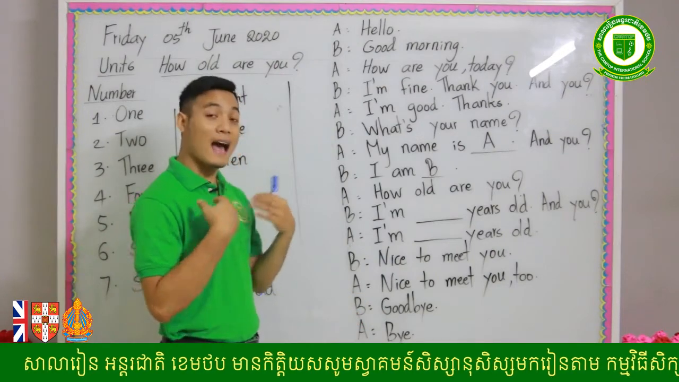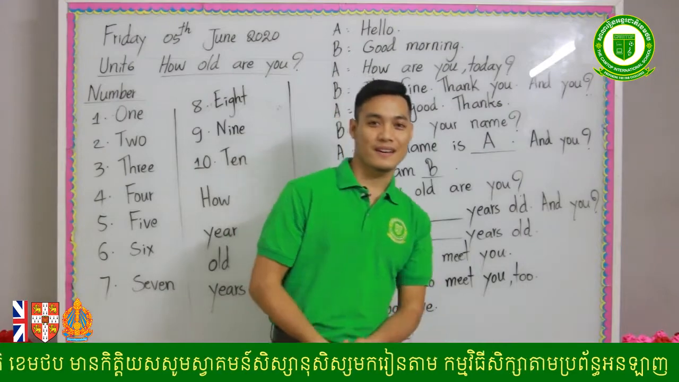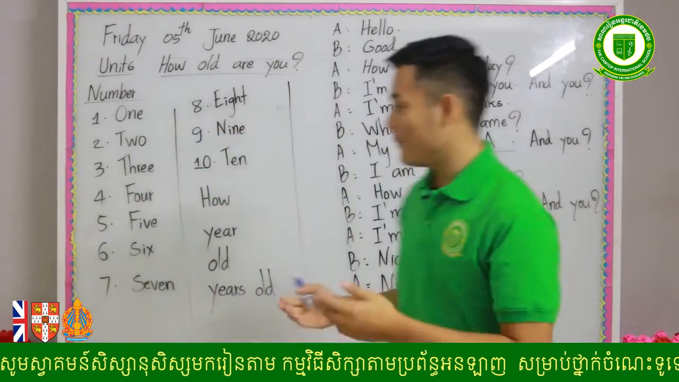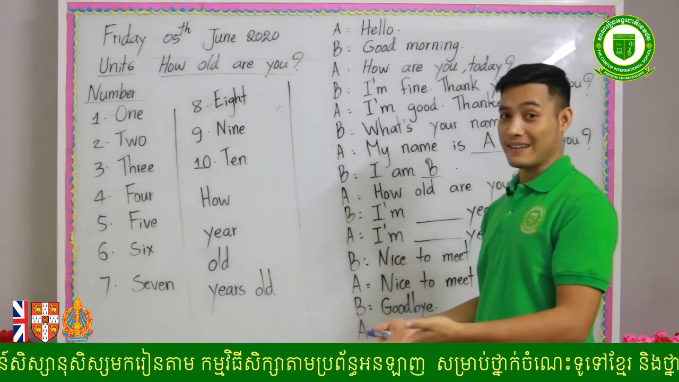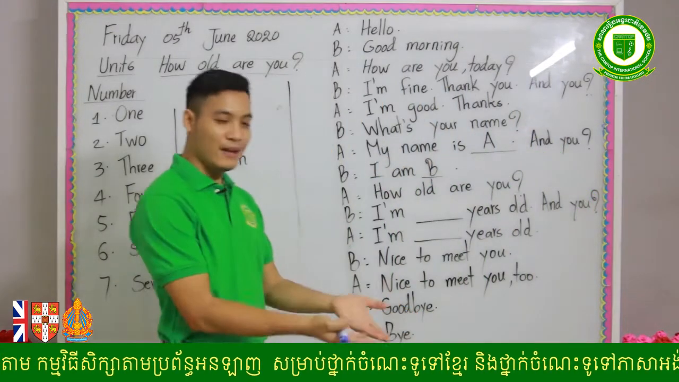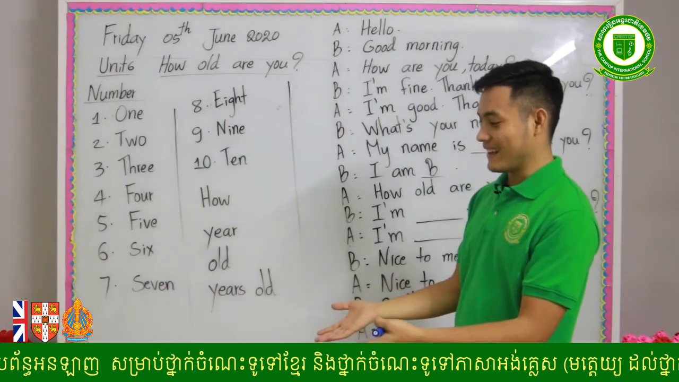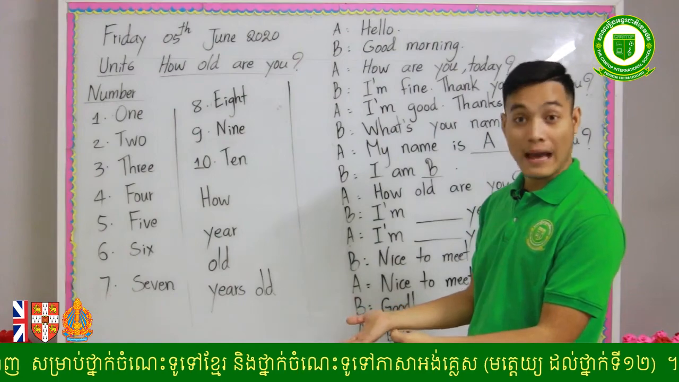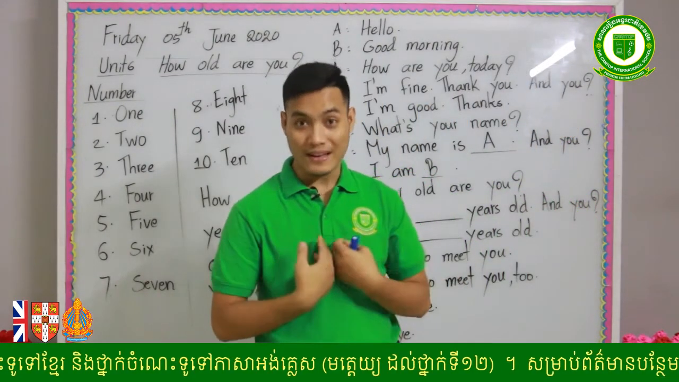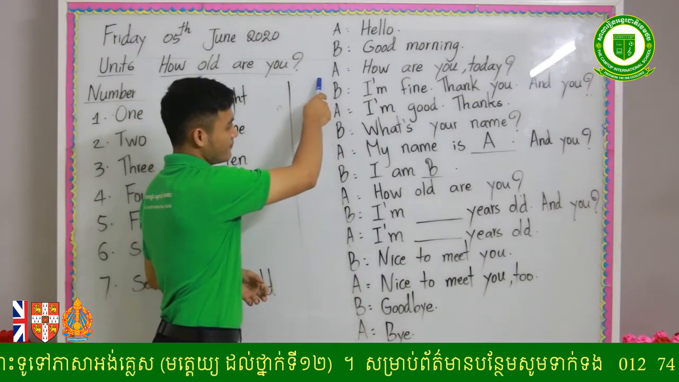Okay, Mr. A say hello. Again, hello. Good. And then Mr. B say good morning. Good morning. Okay. Again, Mr. A hello. Mr. B good morning. Understand? Like I say to you hello, you say good morning. Good. And then Mr. A start.